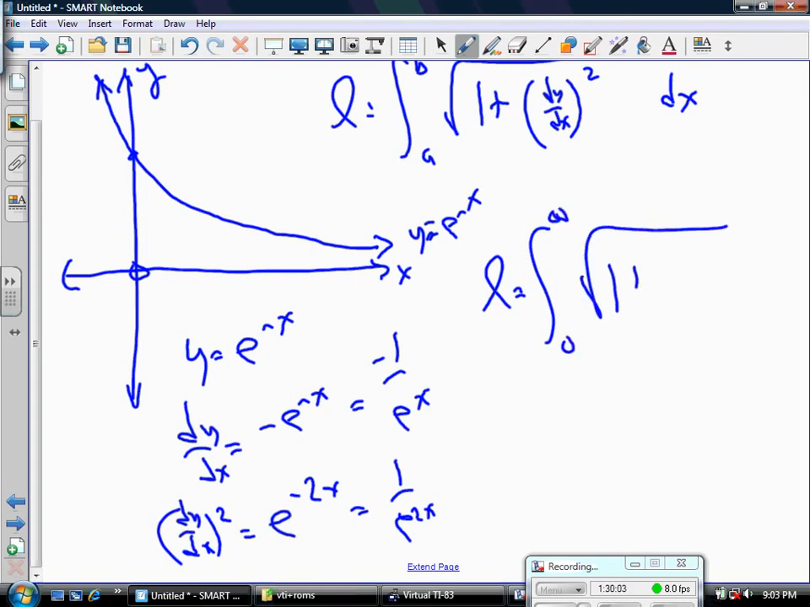Of the square root of 1 plus, I guess I'll write it this way. Can you anti-differentiate that? Oh, yeah, that's right. Yeah, I don't know.